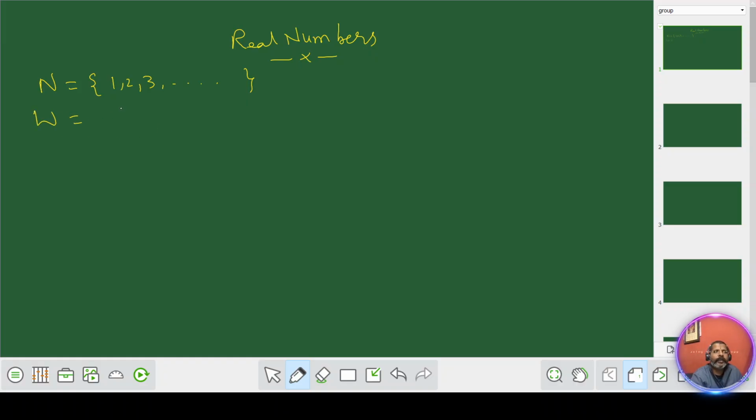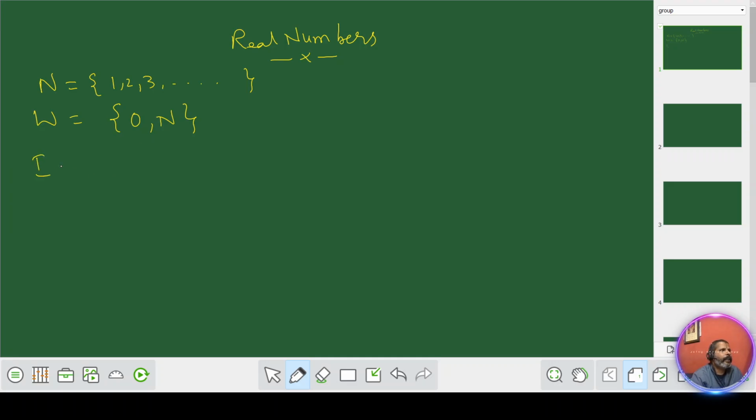Whole numbers is the next set of numbers. They are nothing but natural numbers but include zero as well, because natural numbers don't contain zero, because we cannot count zero. Nobody says I have 0 rupees, I have 0 houses, but there is a possibility that I got 0 marks, but that's not countable, right? So whole numbers start with 0, 1, 2, 3.